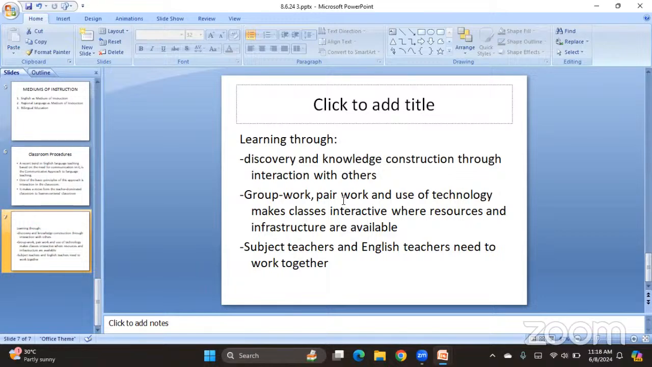Group work, pair work, and use of technology make the classroom interactive where resources and infrastructure are available. And then subject teachers and English teachers need to work together. So if you adopt these three techniques in the classroom, where the communicative approach methodology is being adopted in the learning process, right? You understand this, guys? So this is the classroom procedure.